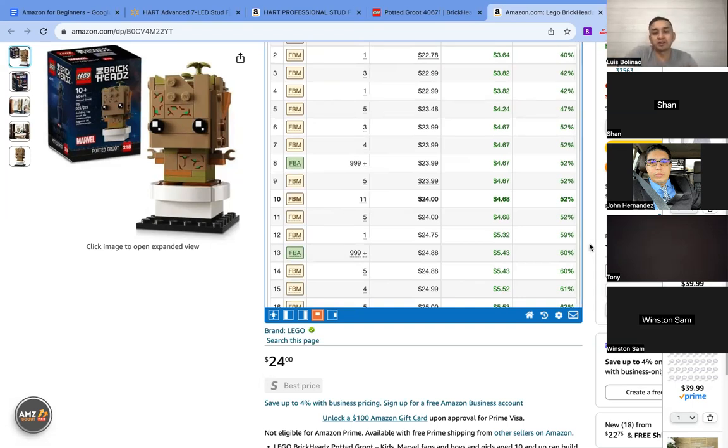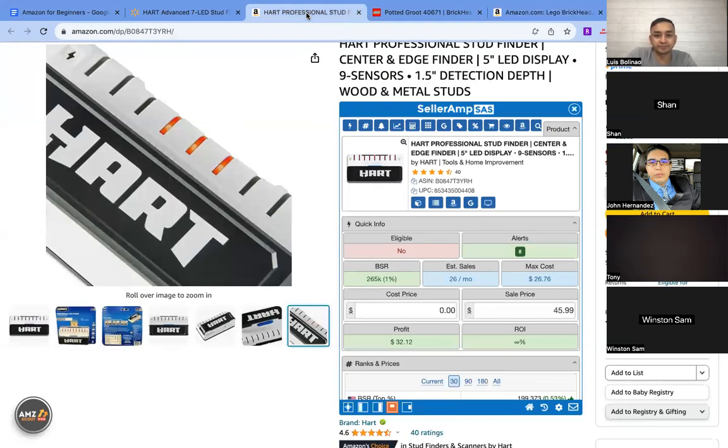Meaning, let's do a lower number. If I put in $100 on this product, I'm going to make $60 profit at 60% ROI. So to me, that's good. Plus, it's Groot. Jerry's right, it's also Groot, a very popular character, so this thing's going to move. All right, next product.